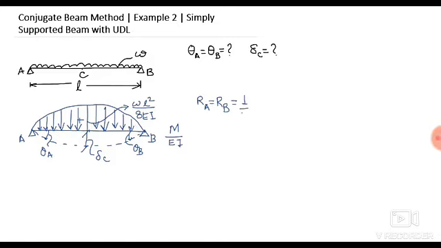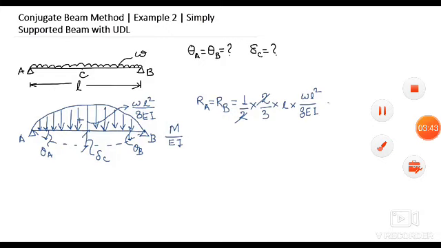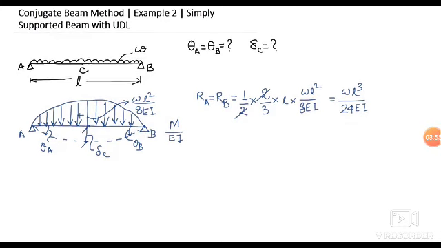So let's write down half into area of the parabola, which is 2/3 base. Base is L, the length of the beam, and height is WL square by 8 EI. So it becomes WL cube by 24 EI. So we have determined theta A and theta B. The remaining part we'll see in the next video.